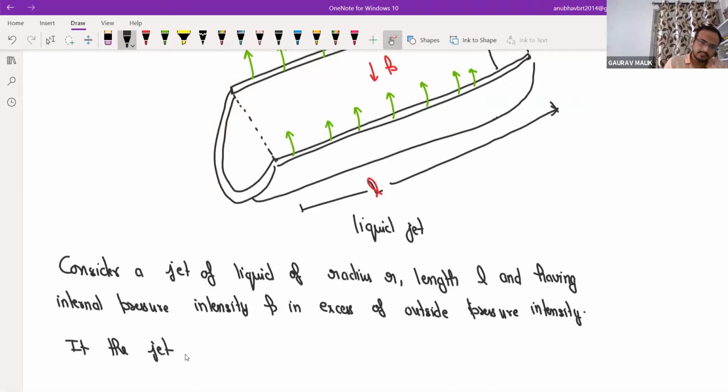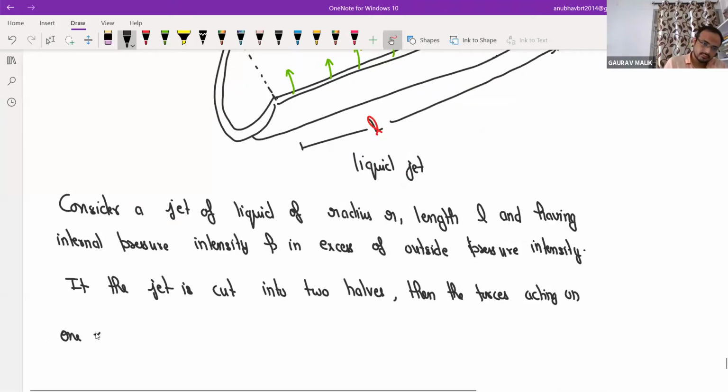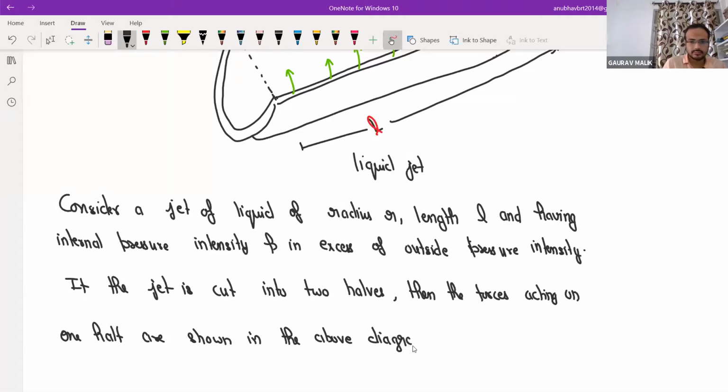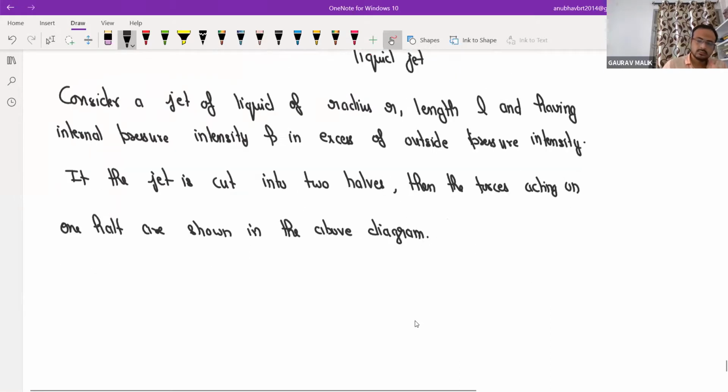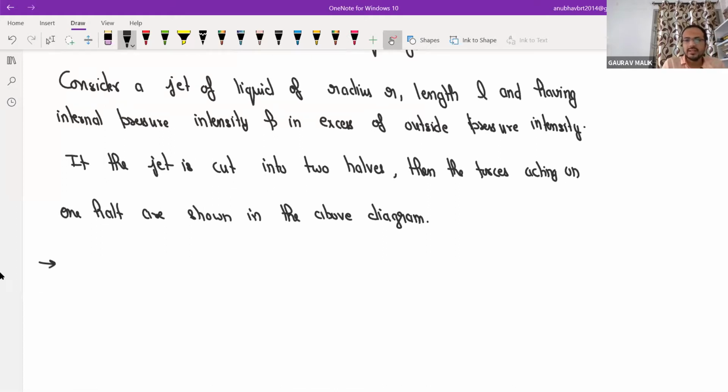If the jet is cut into two halves, then the forces acting on one half are shown in the above diagram. Again, we have two forces. One is pressure and the second one is surface tension.